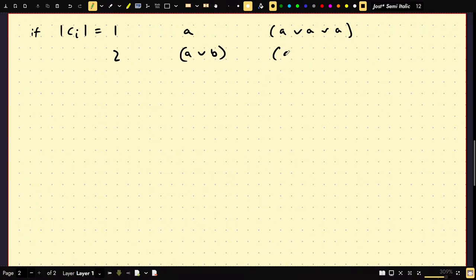So this is equivalent to A or B or A. What if the clause has length 3? We don't change it. What if the clause has length 4 or more?